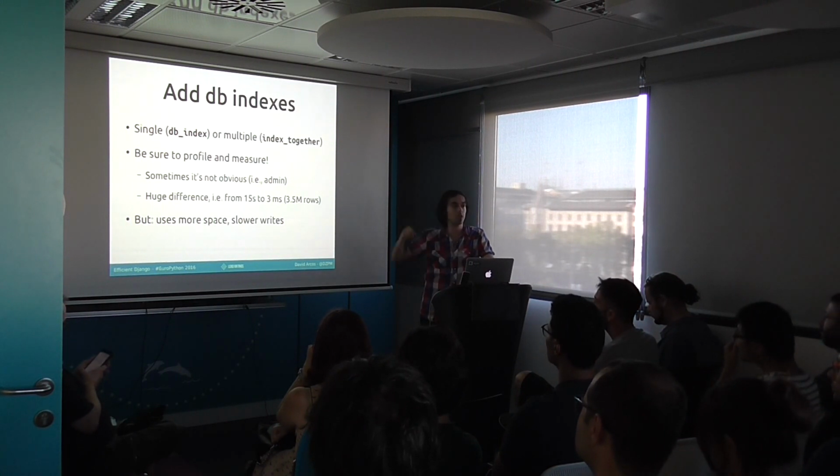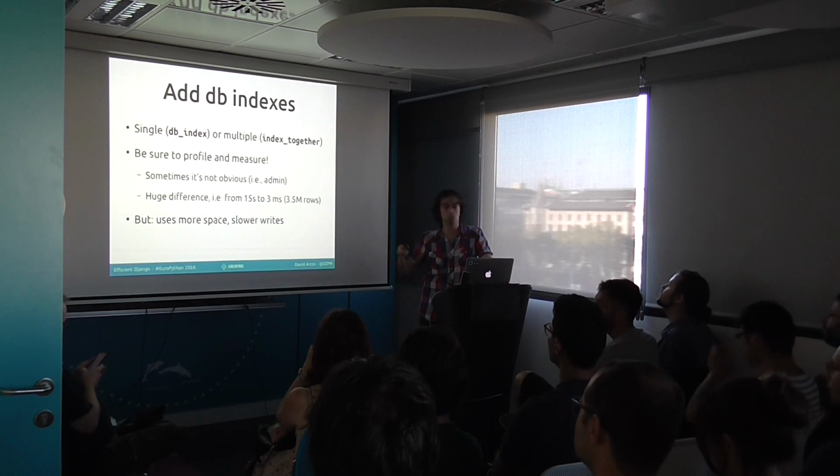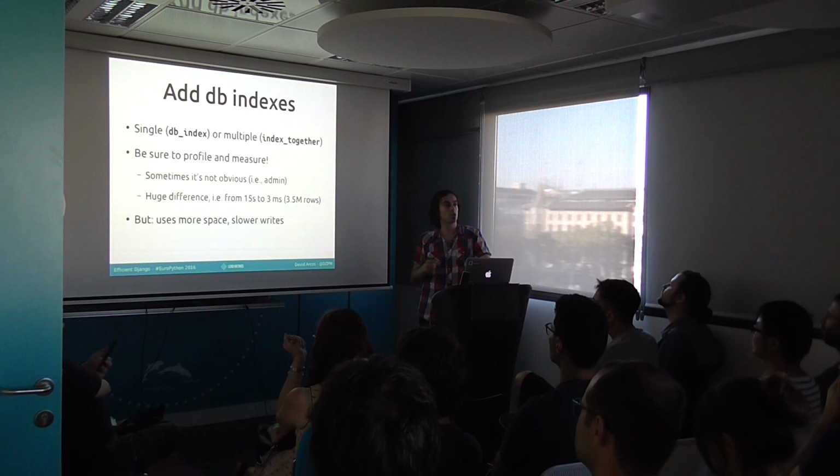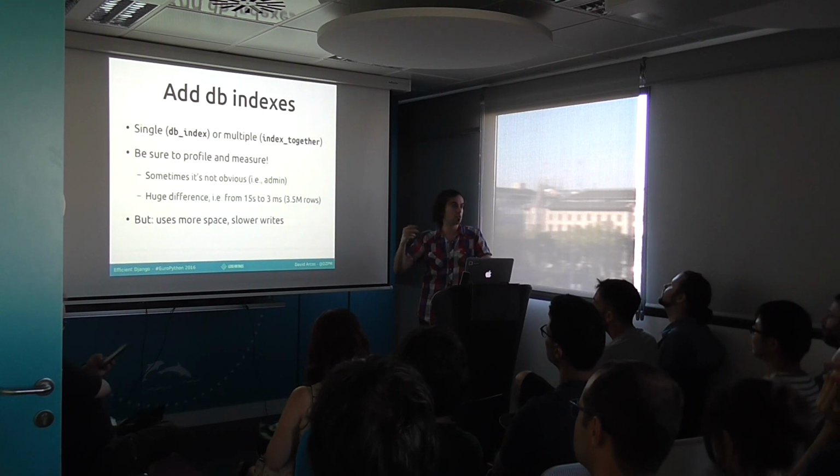For example, you have a model with a creation date time. So you do a single index on the creation field. It will be sorted by creation, and when you want to do a query by creation time, it will go very, very fast.